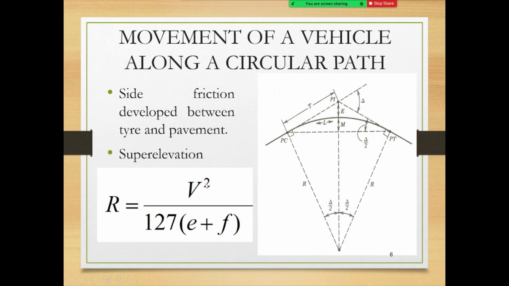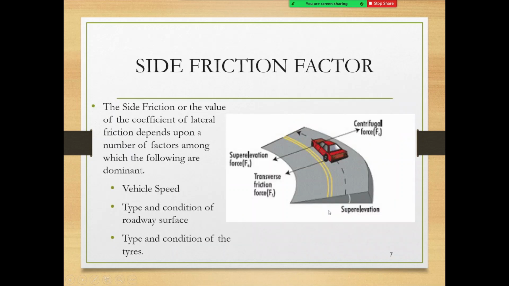So if your design speed is 50, you just have to put 50 here. You don't want to multiply it by 1000 and divide it by 3600. And that is why you get 127. So finally, your R comes in meters. Okay, now I am going to show you a picture of this super elevation thing, right?